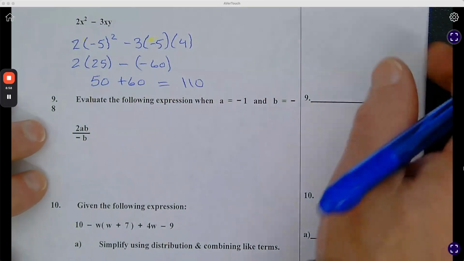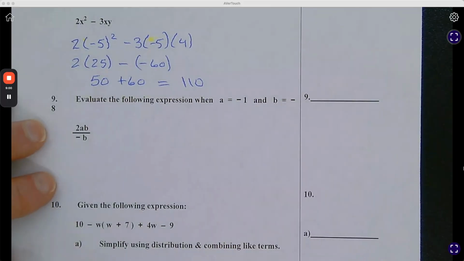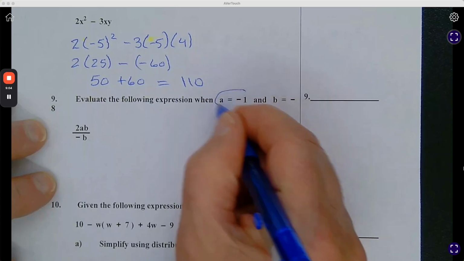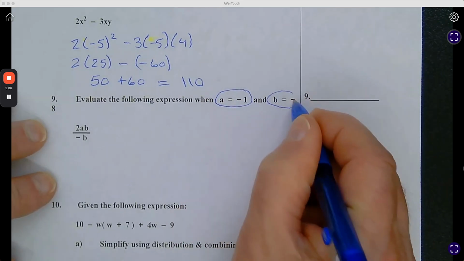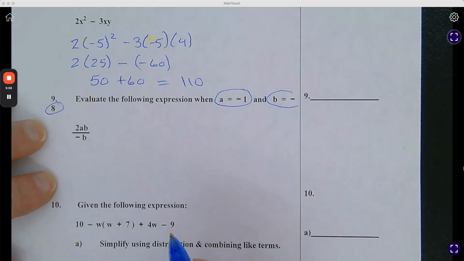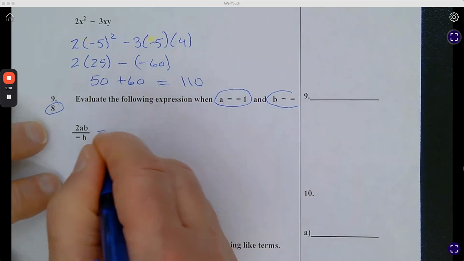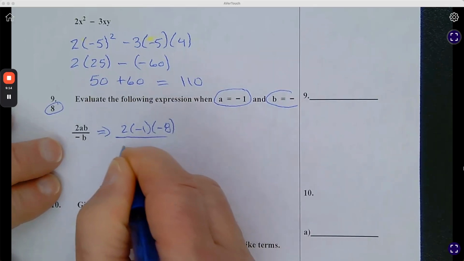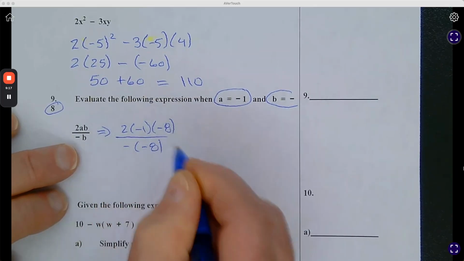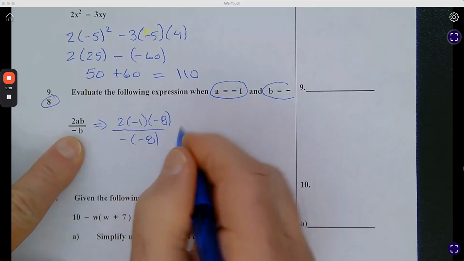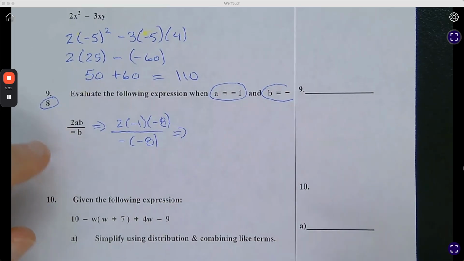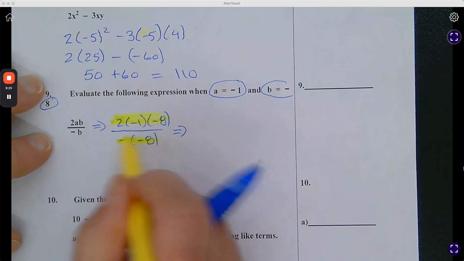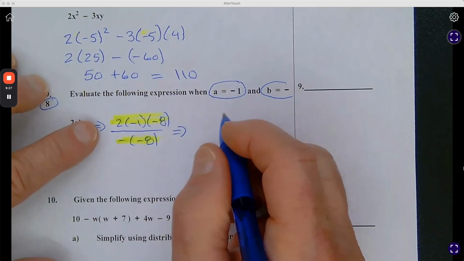B equals negative 8. I'll fix that before I go ahead and upload this. All right. But I have an A value of negative 1 and a B value of negative 8. So substitute those in. 2 times negative 1 times negative 8 over the negative of negative 8. That was tricky right there. All right, simplify the top and simplify the bottom separately. So I'm going to simplify my numerator, that's the top, and the denominator, that's the bottom.